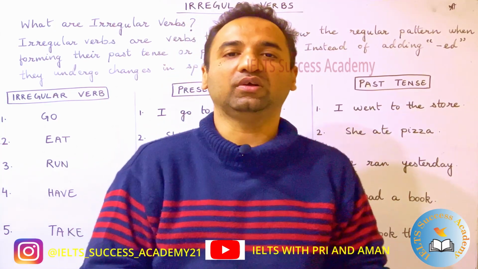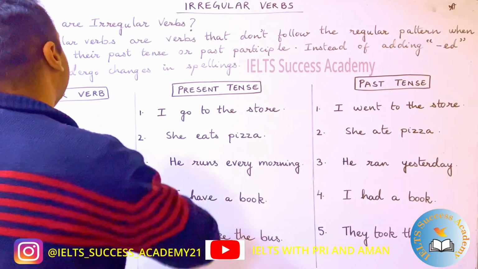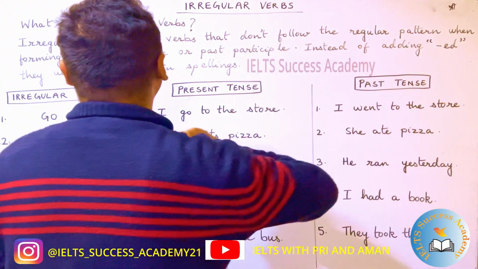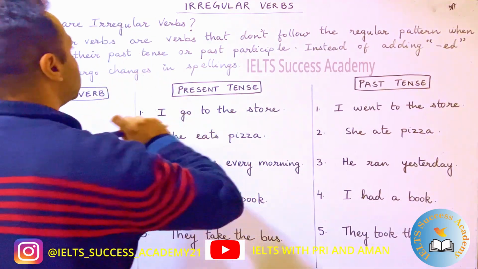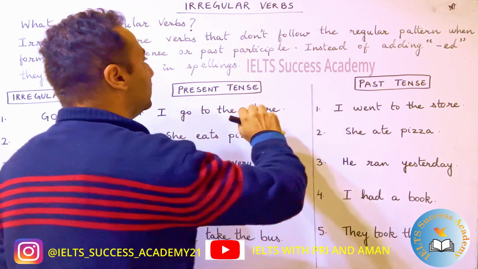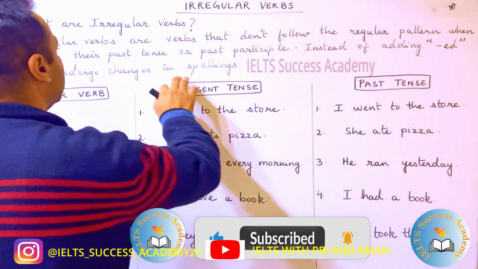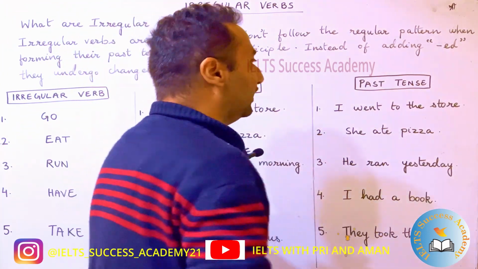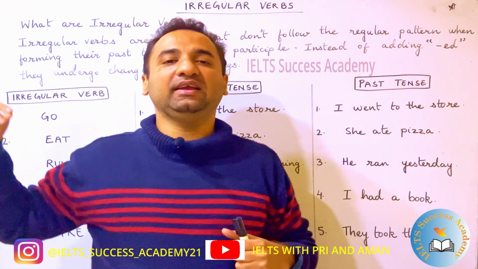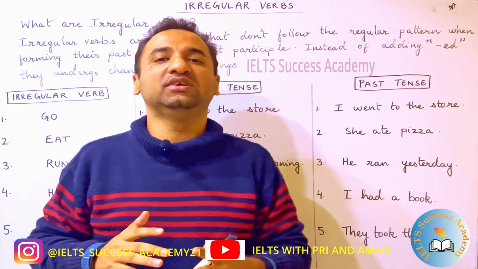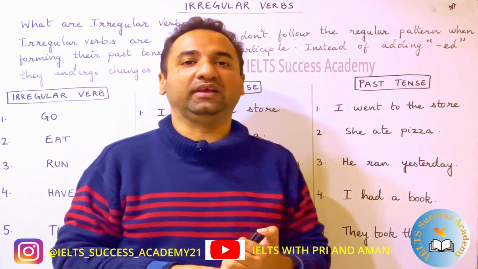So, what are irregular verbs? Irregular verbs are verbs that don't follow the regular pattern when forming the past tense or past participle. Instead of adding -ed, they undergo changes in their spelling only.